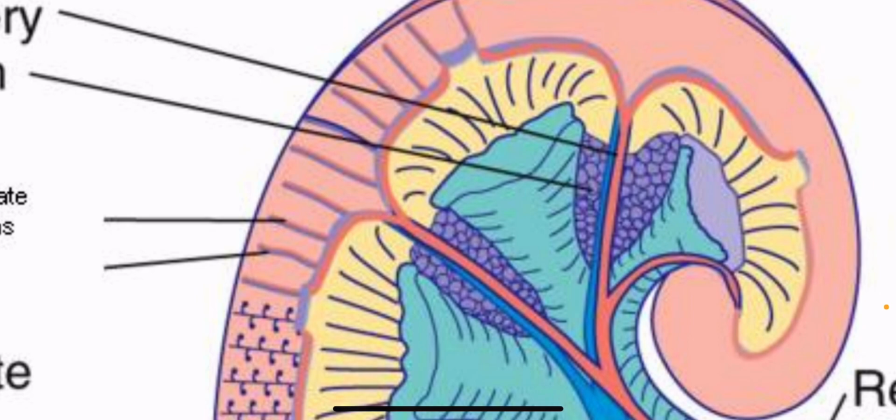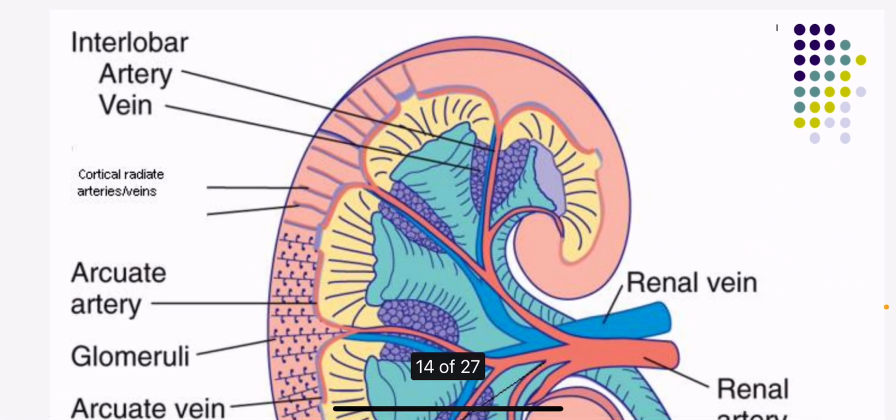Arcuate arteries arc over the top of the pyramids, and then cortical radiate arteries look like little eyelashes in red going out into the cortex. They radiate out into the cortex. So to me, interlobar arteries go in between the medullary pyramids. Arcuate arteries arc over the top of the pyramids. Cortical radiate arteries radiate out into the cortex. Then again, we go into afferent arteriole, glomerular capillaries, efferent arteriole, and then peritubular capillaries.